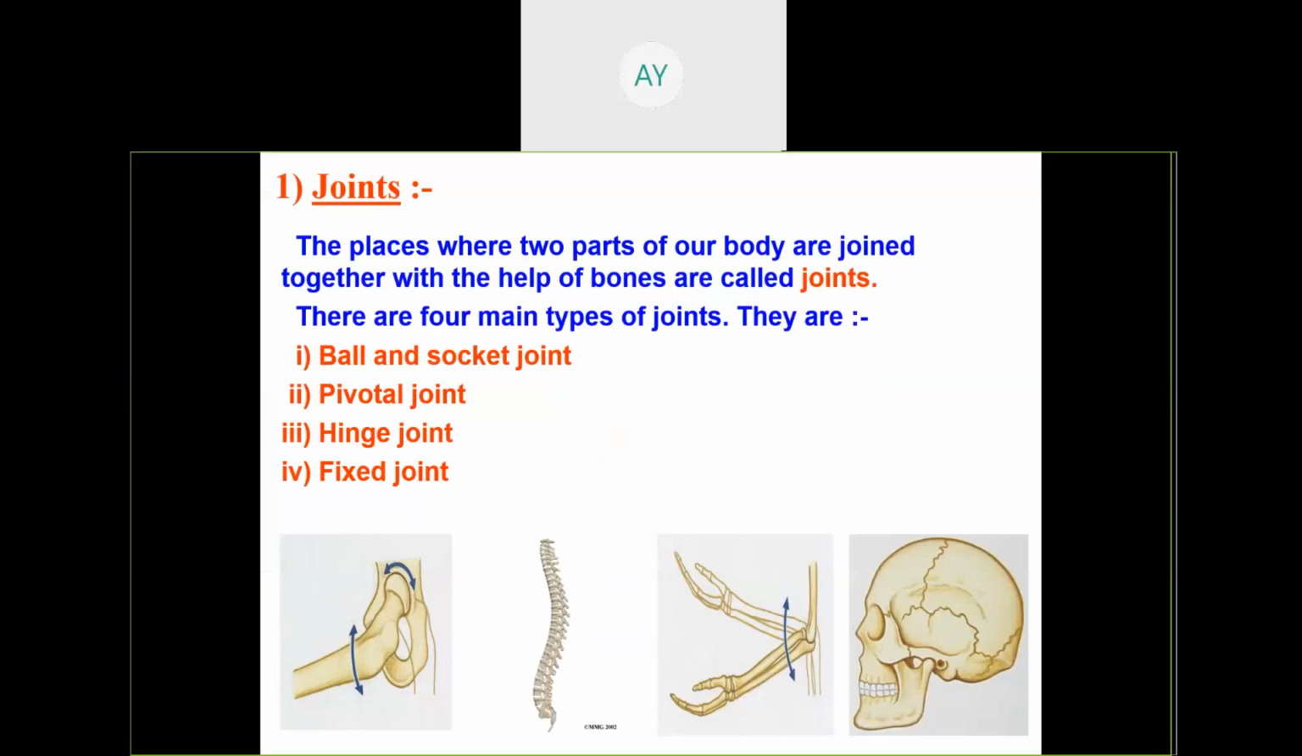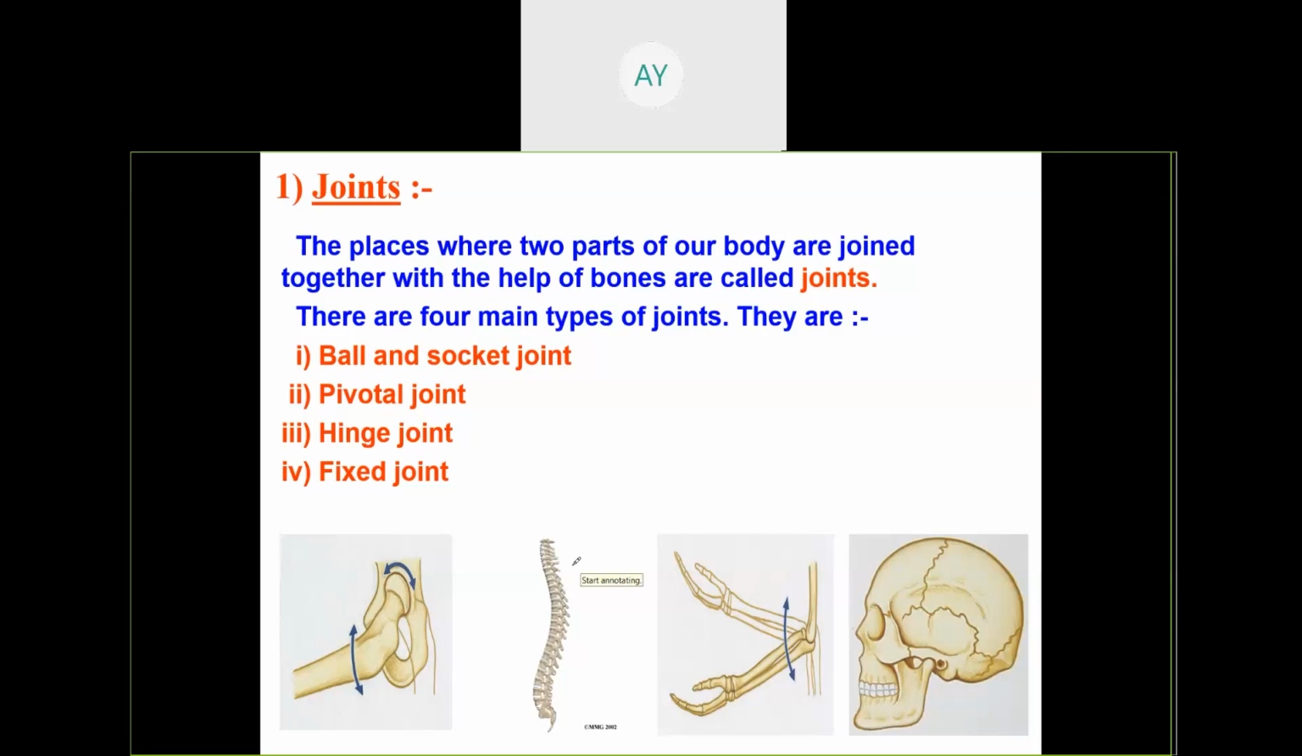So if you see a ball and socket joint, you can observe it at your shoulder. Near your shoulder, the joint of your arm bone with your shoulder is an example of a ball and socket joint. Next, another example of a ball and socket joint is your femur bone, the thigh bone, that is joined with your hips.